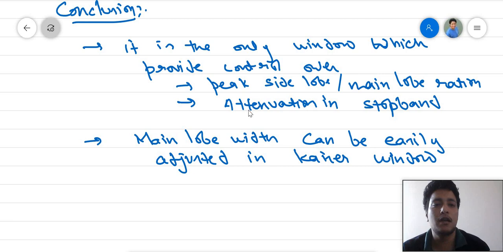They have fixed peak side lobe to main lobe ratio, fixed attenuation in stop band. Main lobe width can be adjusted by increasing the value of M in those particular windows, but here it can be easily adjusted by varying the value of beta. So that's all with the Kaiser window.